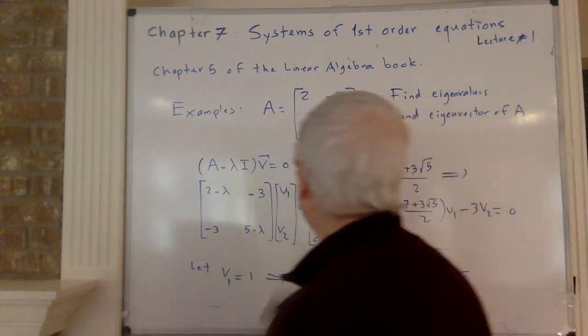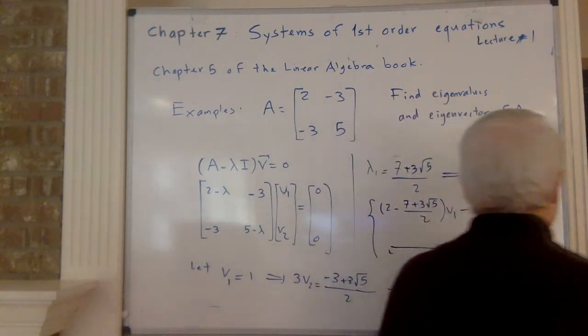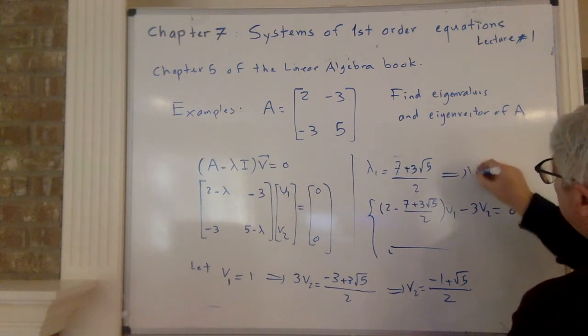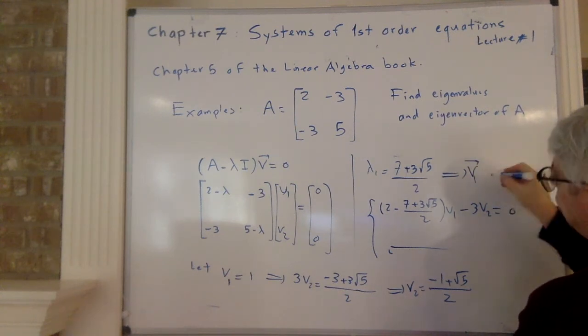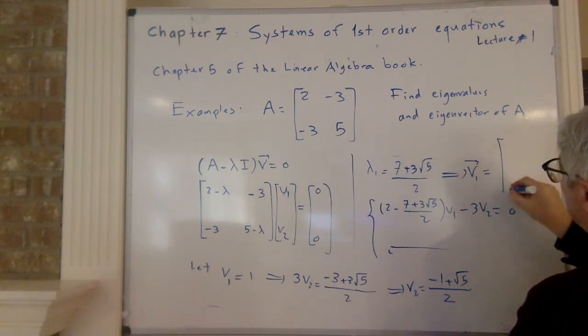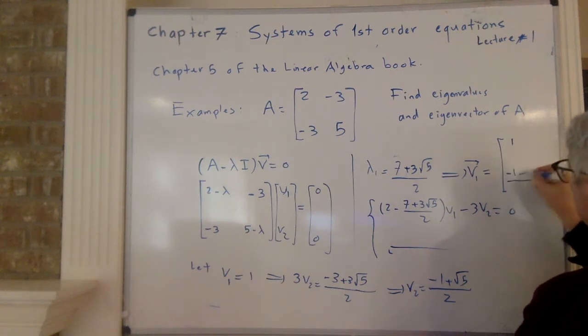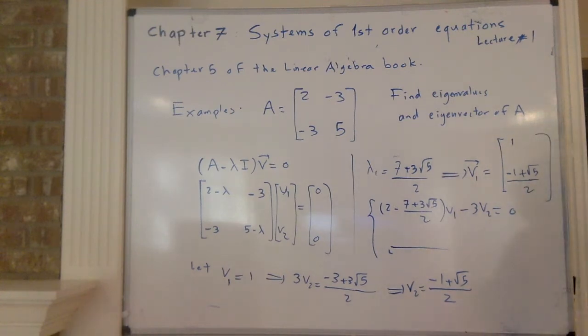So for this lambda, I will get the eigenvector, so that's the eigenvalue, and the v for this one, let's call it v1. This is different from that v1, but let's just call it v1. Which one did I pick? This is 1, and this is minus 1 plus square root of 5 over 2. Okay? So that is v1 for this lambda. So that is the eigenvector corresponding to this eigenvalue.